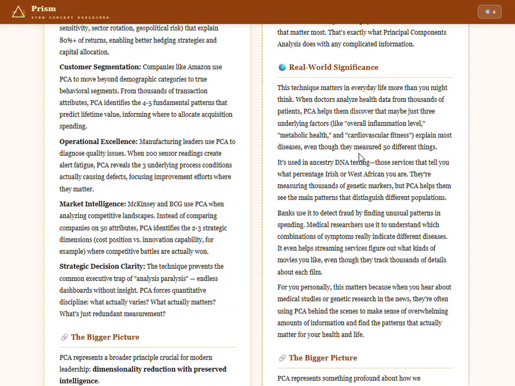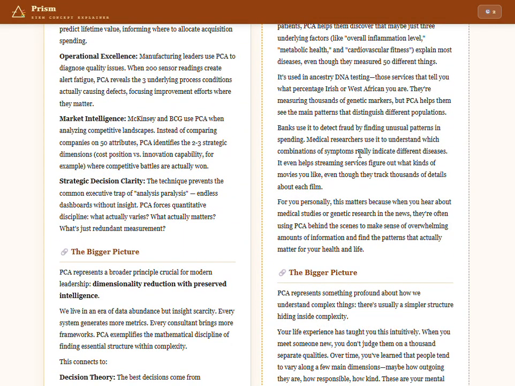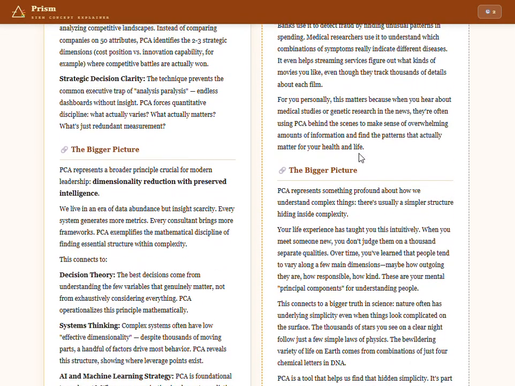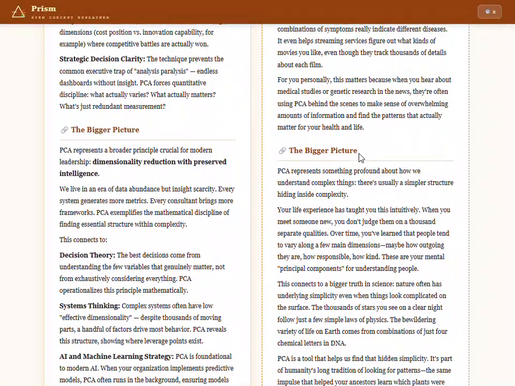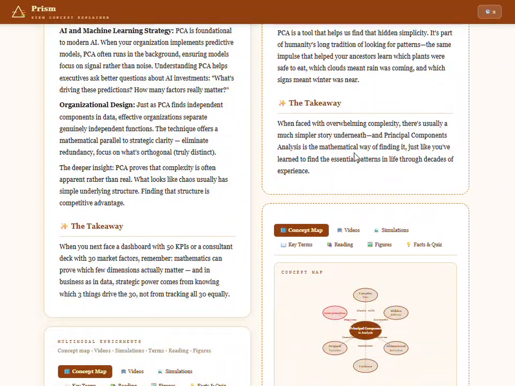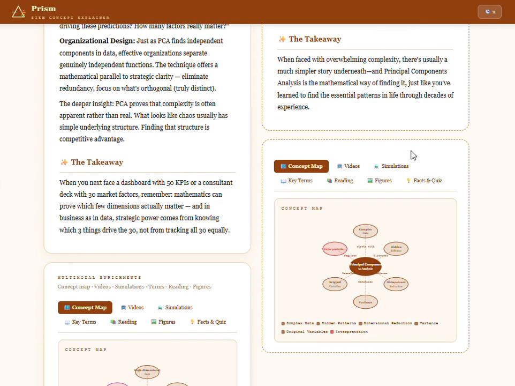And in real world significance, like some health issues and things to do with everyday finance and things like that. All right, so the takeaway here for the grandparent: when faced with overwhelming complexity, there's usually a much simpler story underneath, and this is something they would be able to relate to. And this is the PCA, the mathematical way of finding it, just like we have learned to find the essential patterns in life through decades of experience.